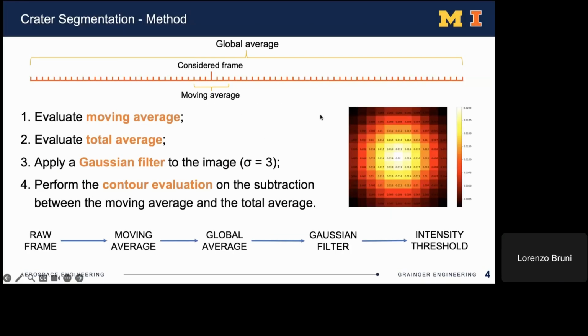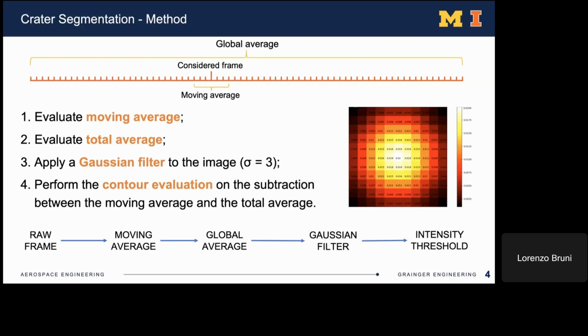Next. I'd like to give you an introduction to the method we use to segment the images to extract the crater outline. We evaluated the moving average to remove high-order oscillations in time. Then we evaluated the total average to remove the static objects from the pictures. Then we applied a spatial Gaussian filter to the images with a standard deviation of 3 and a kernel of 12 by 12 pixels. Finally, we performed a contour evaluation on the subtraction between the moving average and the total average.